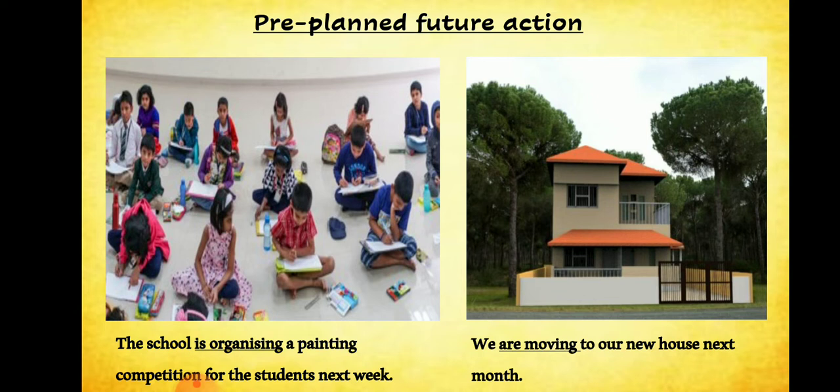Next is when we talk about pre-planned future action, means these actions are going to take place in future, but they have already been planned. See the example, the school is organizing a painting competition for the students next week. We are moving to our new house next month. These actions will be taking place in near future, but they have already been planned.